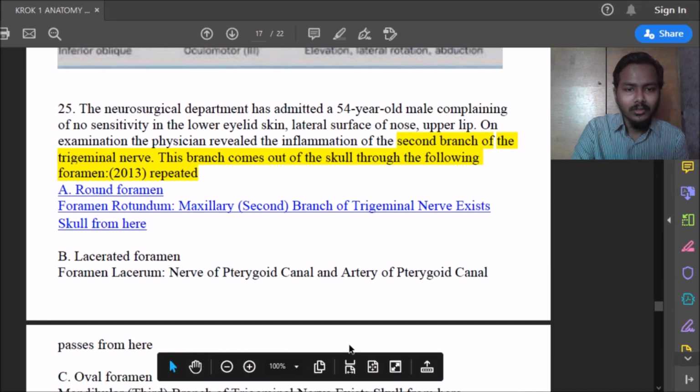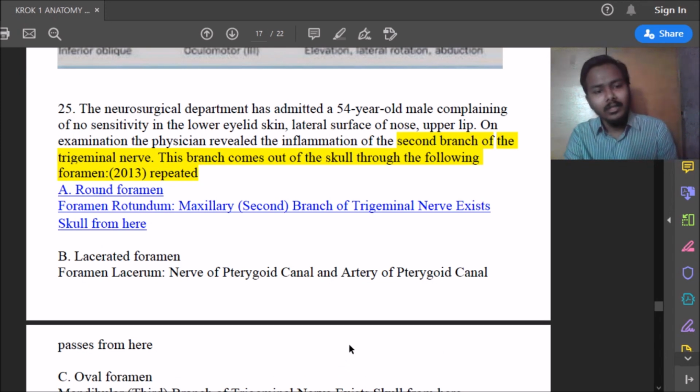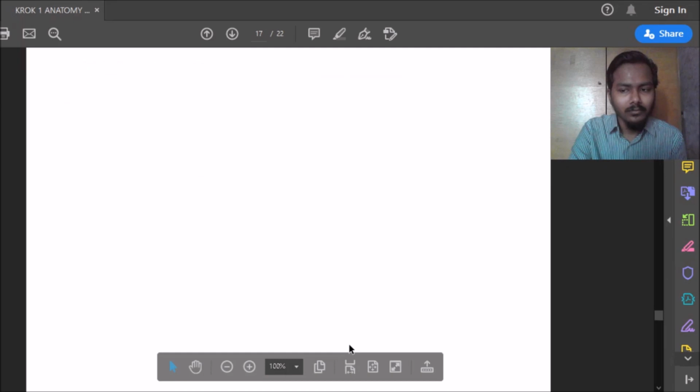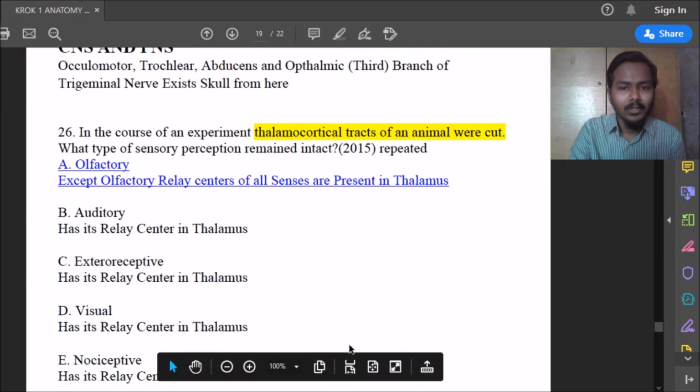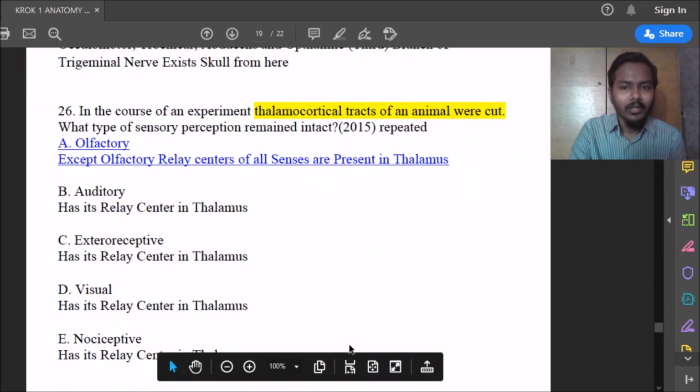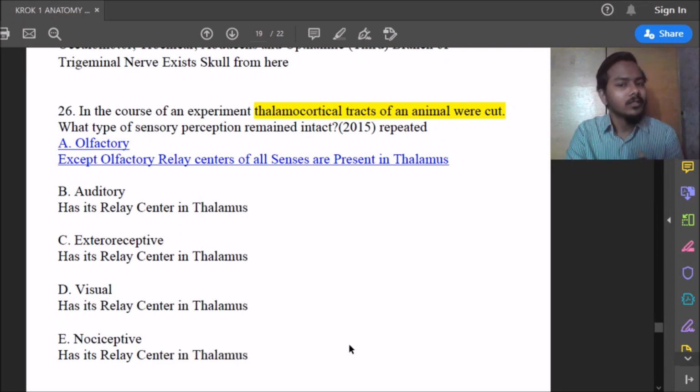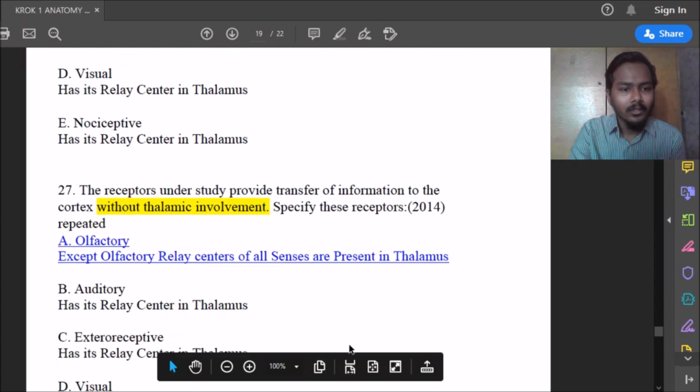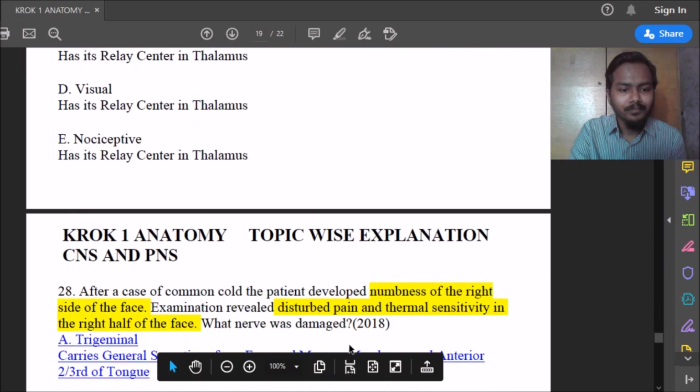The same question: the second branch of the trigeminal nerve comes out from the foramen rotundum and goes through the skull, which is the supraorbital fissure. Same question: thalamocortical work, what sensory perception remains the same? Olfactory is not present in the thalamus; all others have centers in the thalamus. If you cut the thalamus, the sense of smell will still work.